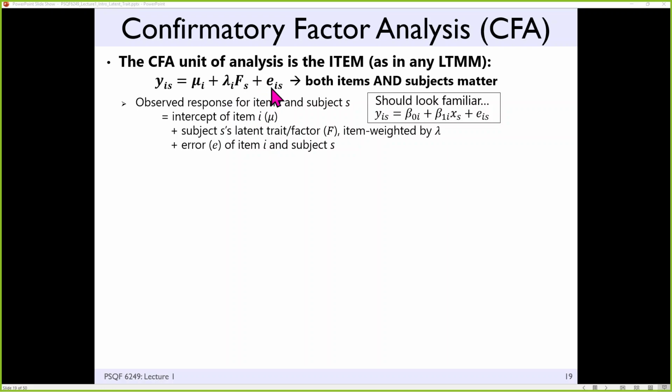What about E? What's this got to be? Error? Residual? It's whatever else is causing your answer. So just like in regression, we don't need to know what the E's are per item per person, but we estimate their variance. So each item is going to have an error variance as well.